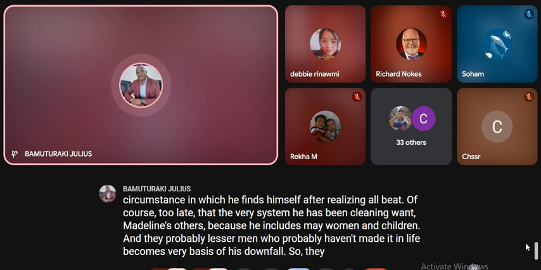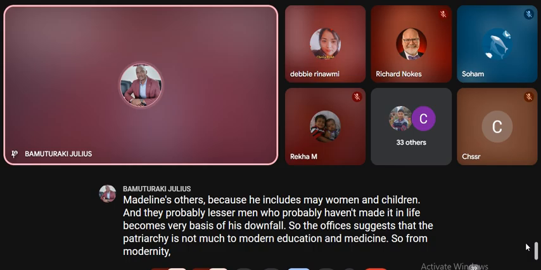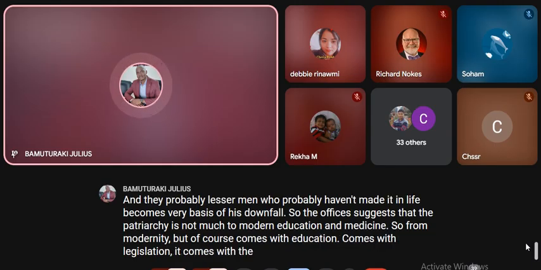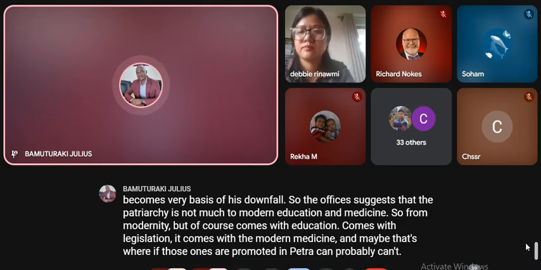So the author seems to suggest that patriarchy is no match for modern education and medicine. Modernity comes with education, with legislation, with modern medicine, and maybe if those are promoted, then patriarchy probably can't be anymore.